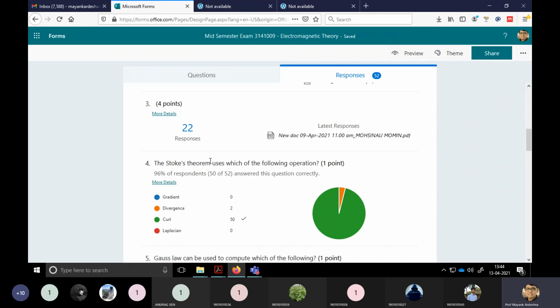In the next question, what is the Stokes theorem used for the following operations? If you see the divergence theorem and the Stokes theorem, the Stokes theorem indicates an operation in terms of the curl, where the del operator is multiplied with some vector in a curl form. So the answer is that curl is the right thing.